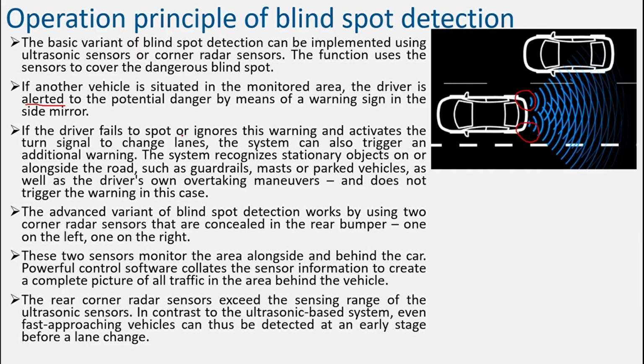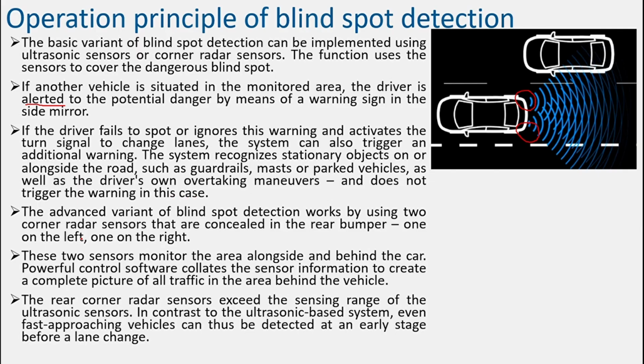If the driver fails to spot or ignores this warning and activates the turn signal to change the lane, the system can trigger an additional warning. So despite the warning which I showed in the previous slide, the small blinking, if the driver changes lanes, then the system can trigger an additional warning. Now the system recognizes stationary objects alongside the vehicle, such as guardrails, masts, parked vehicles, as well as the driver's own overtaking maneuvers, and does not trigger the warning in this case. Okay, so please understand this very carefully.